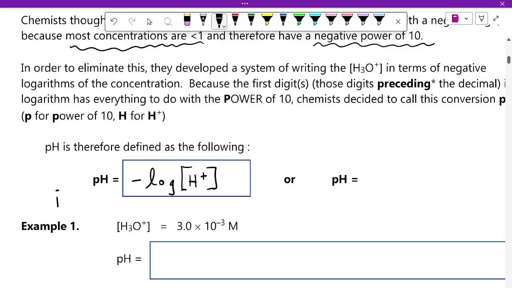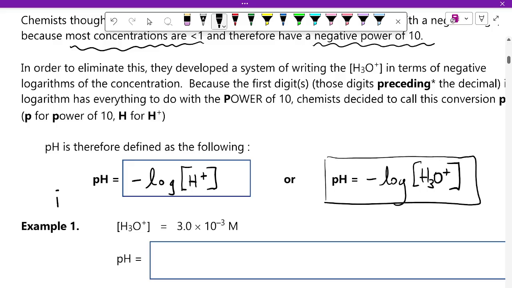Or, because we've just learned about that hydronium thing, we could write it as the negative log of, what was the hydronium ion again? H3O plus. Okay, either way is good. Will it make a difference? No, it won't make a difference. This is like the shortcut, and then this one is reality.